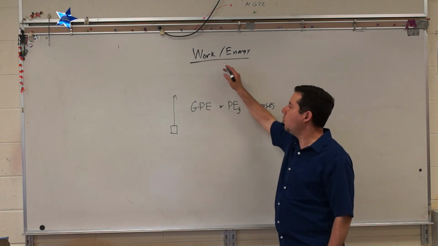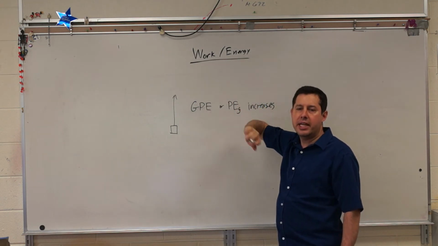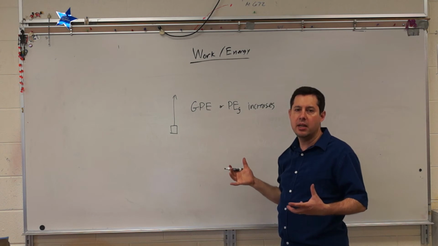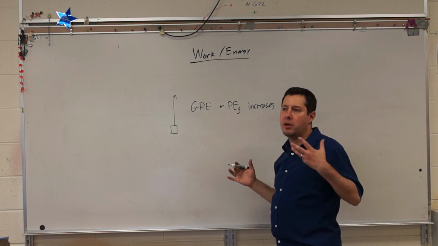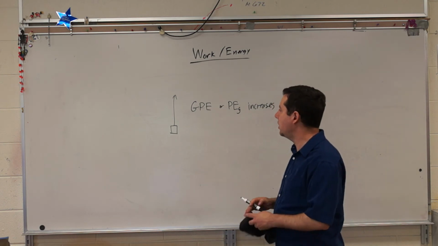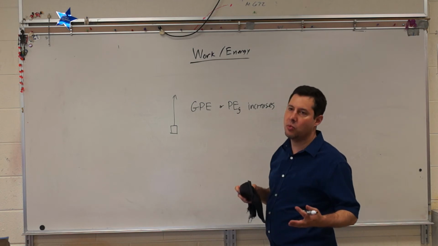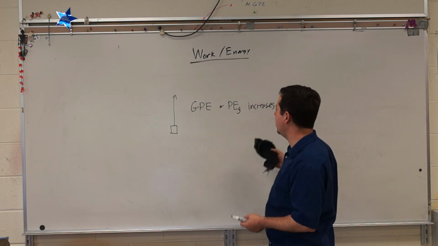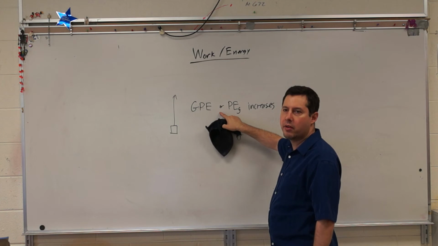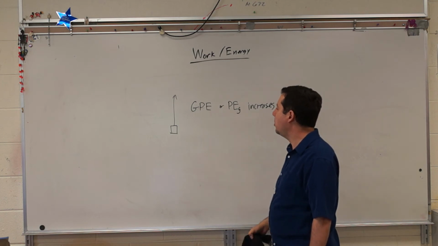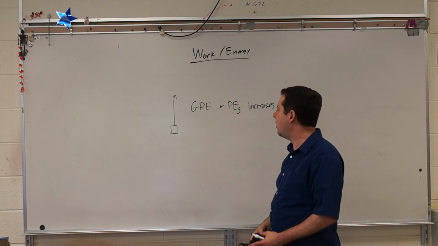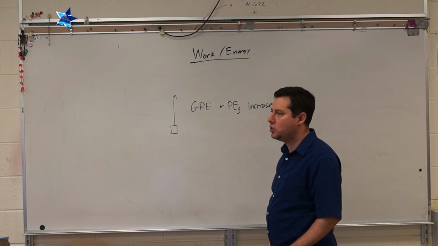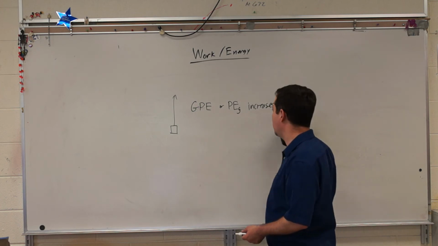Just whenever you see work or energy, keep in mind that they are connected. If you do work, something about the energy of the system is changing. If you're asked to find the work, you might just work from the energy and say, hey, I know it went up a certain amount of height. We can figure out how much the gravitational potential energy changed, and that tells me how much work was done.